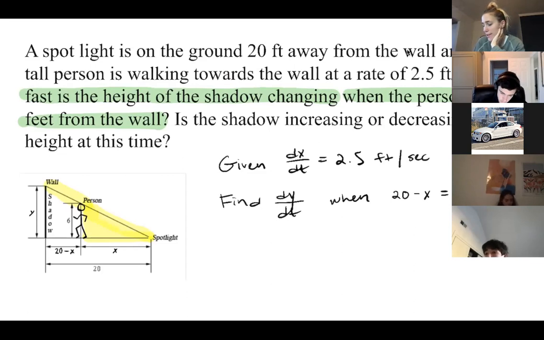Which you could then determine what x is equal to at that moment in time, which would be the distance of the person from the spotlight. And you could do that just by subtracting 20 from each side, divide by -1. So x would be equal to 12 feet at that moment.